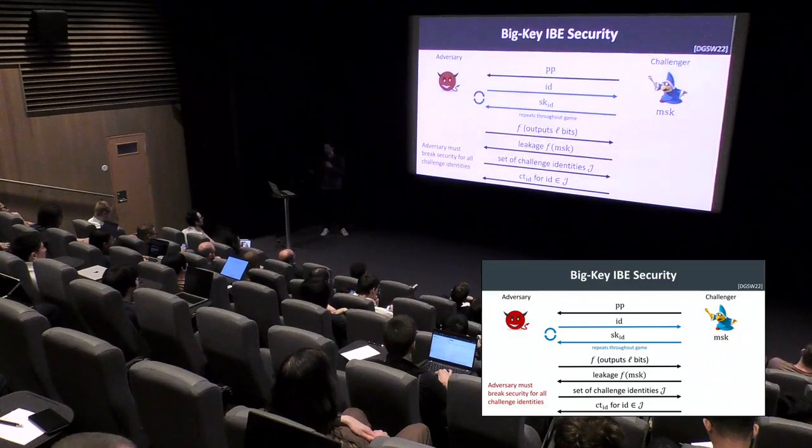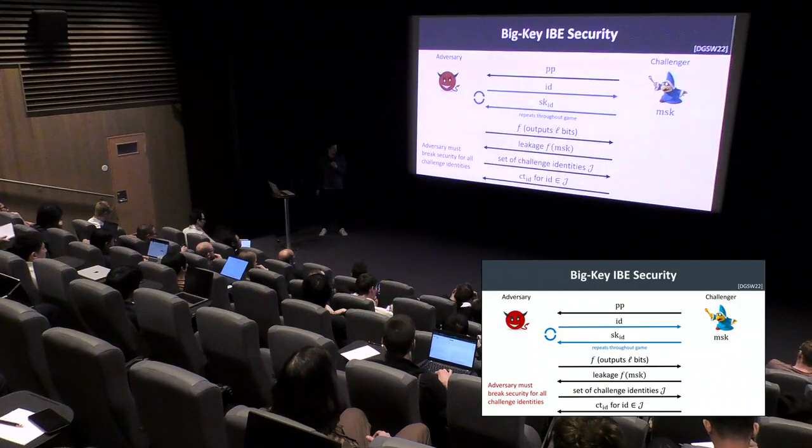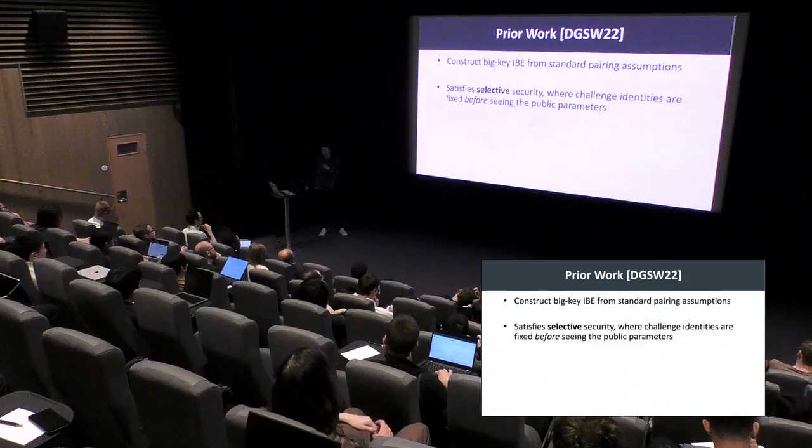going to kind of depend on the amount that you've leaked, because that determines how many you've trivially stolen. And basically, the adversary must break security for all identities in the challenge set. So yeah, that's basically the security game. Okay, so what did the prior work show?